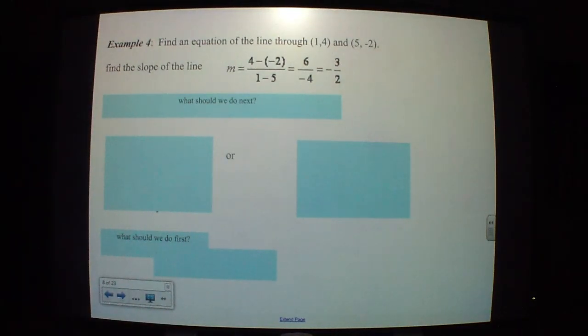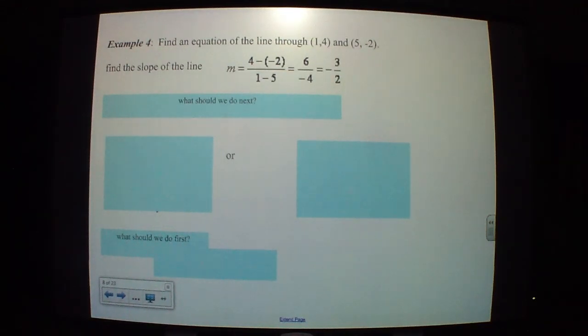I did 4 minus a negative 2 over 1 minus 5. So I have 6 over a negative 4. 6/4 reduces to 3/2, so it's negative 3/2. You could have done negative 2 minus 4 and 5 minus 1, and then you would have gotten negative 6 over positive 4, which still reduces to negative 3/2. So now I have a slope.